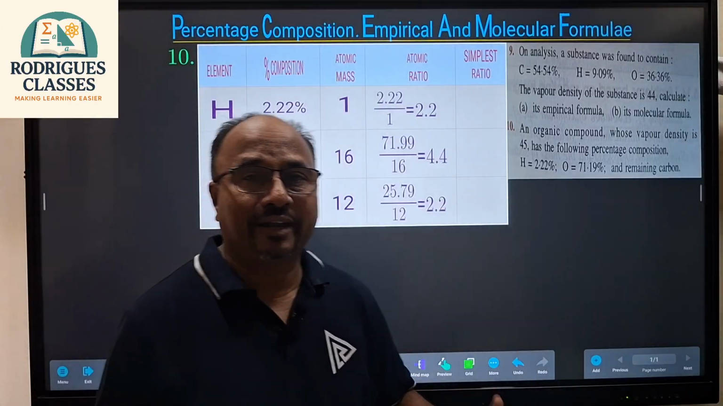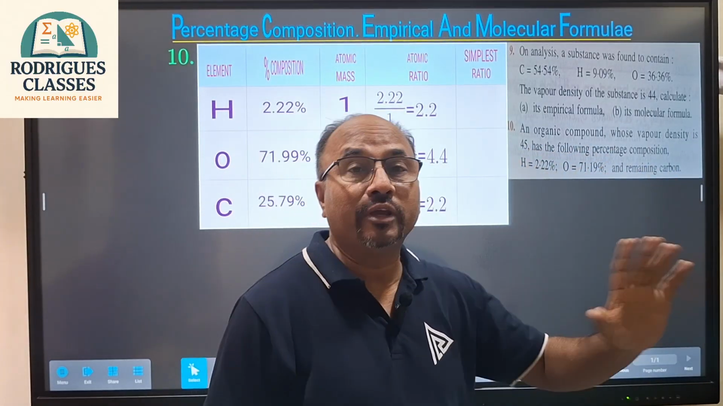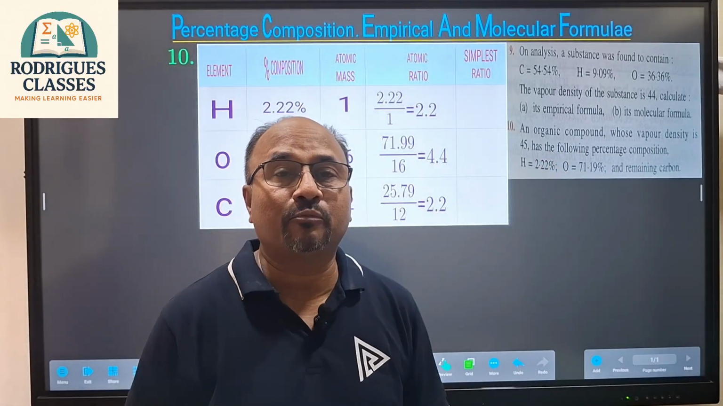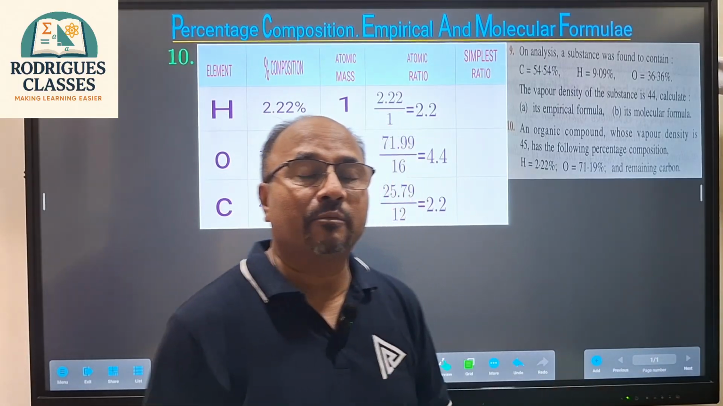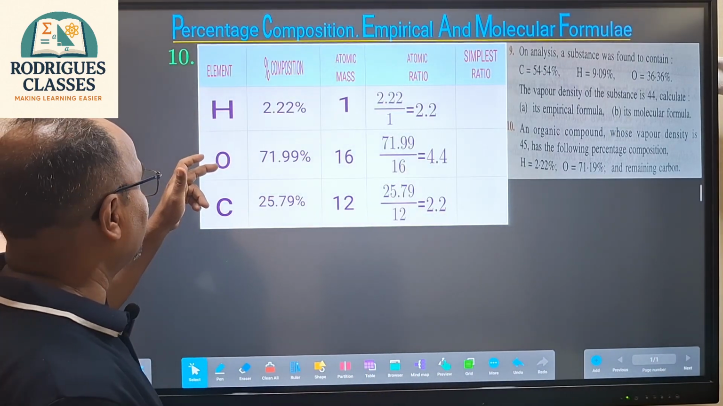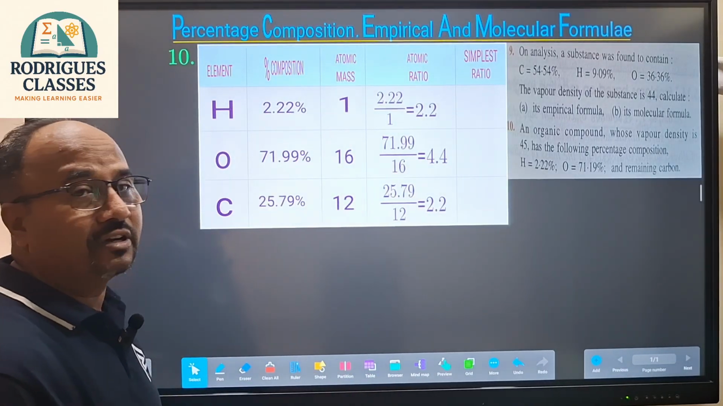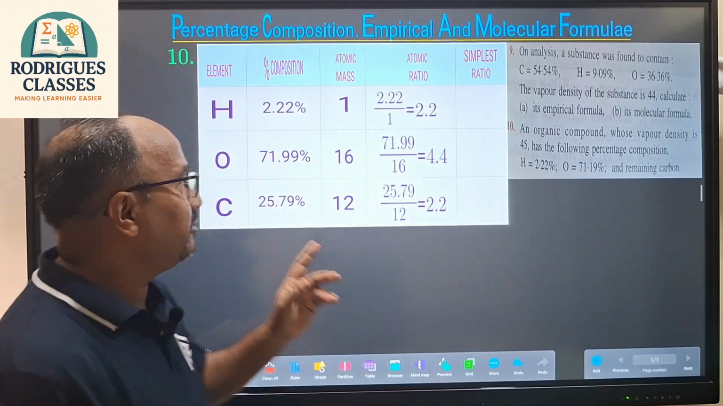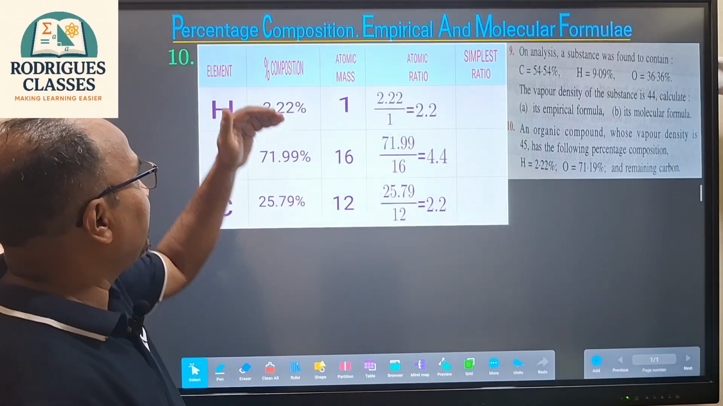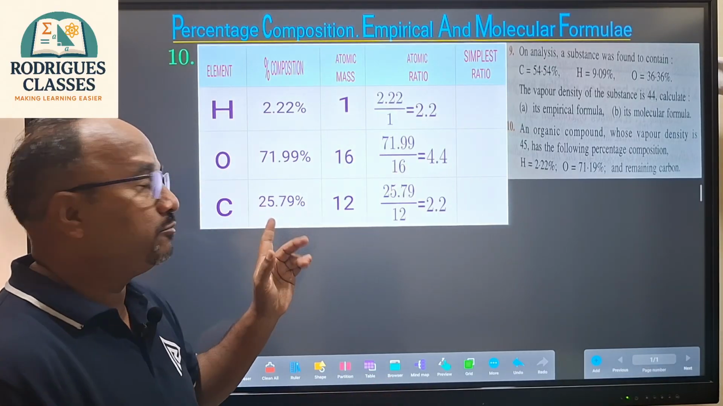Now to numerical number 10, the question is like this: an organic compound whose vapor density is 45 has the following percentage composition: hydrogen 2.22%, oxygen 71.19%, and the remaining is carbon, which we need to calculate. So I have written the three elements: hydrogen, oxygen and carbon. Hydrogen percentage is given as 2.22%, oxygen is also given as 71.99%. Then we calculate the carbon percentage, which is 25.79%. How do we get it? 100 minus 2.22 minus 71.99, and we get the percentage for carbon.